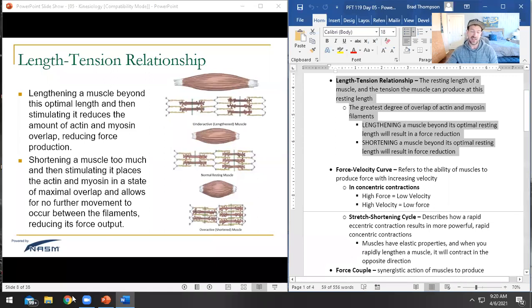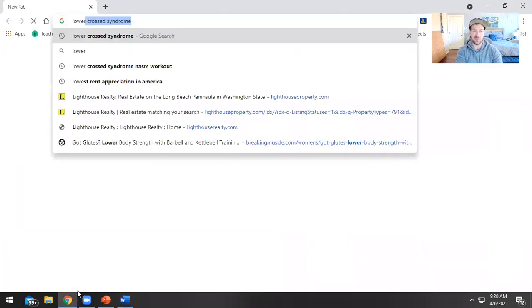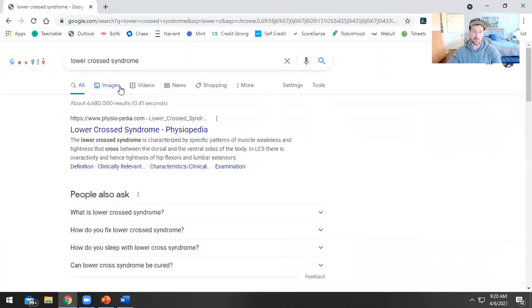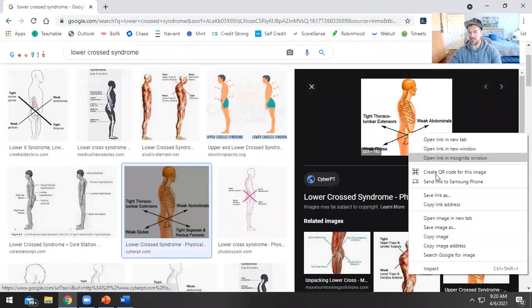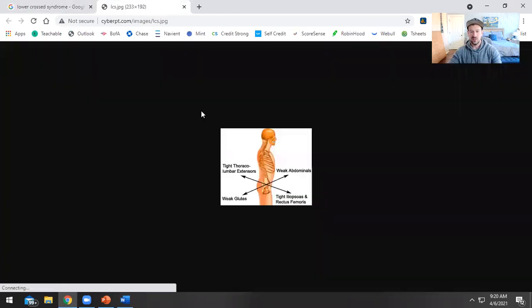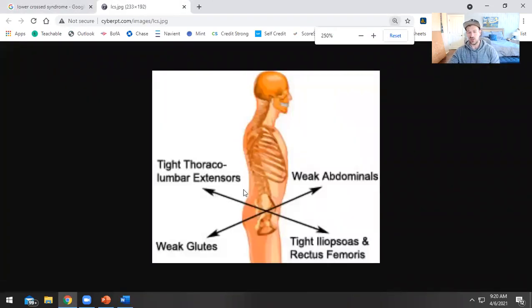If I had a client, let's say we go with lower cross syndrome, right? If I had a client who has this excessive low back rotation, and I know they have tight low back muscles and tight hip flexor muscles, this is what I'm going to spend my time stretching before our workout starts. So I'm probably going to have them do a 90-90 spinal twist, where they're bringing one leg over and doing that twist.